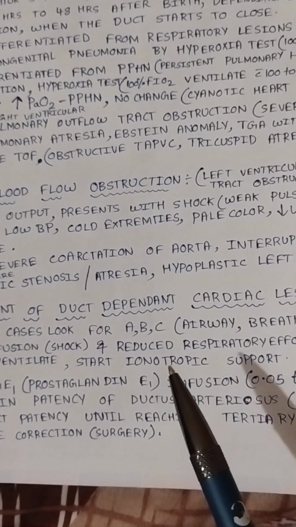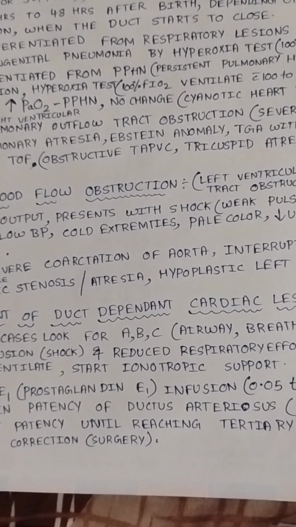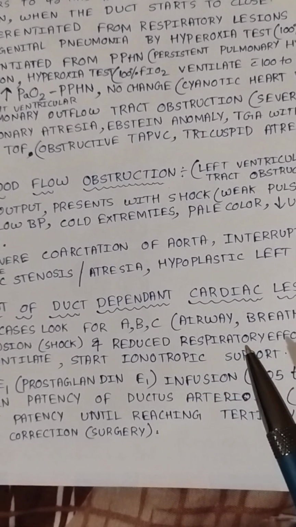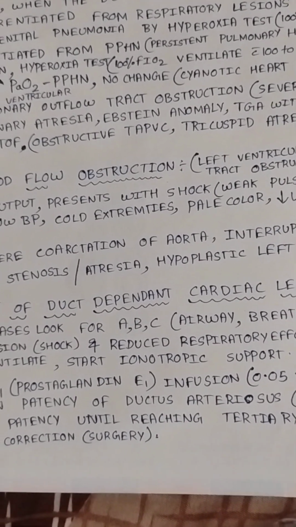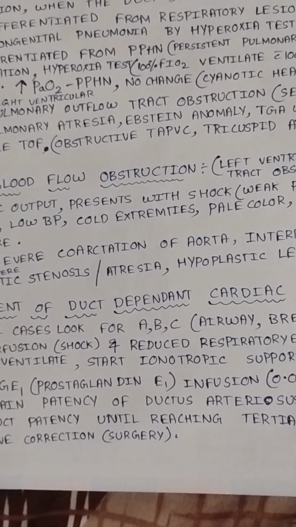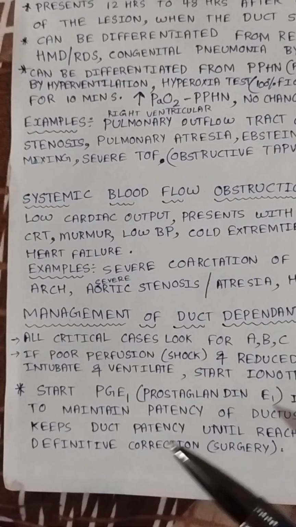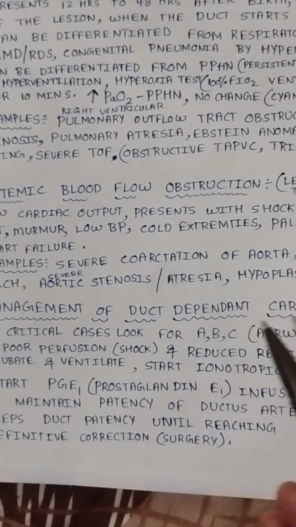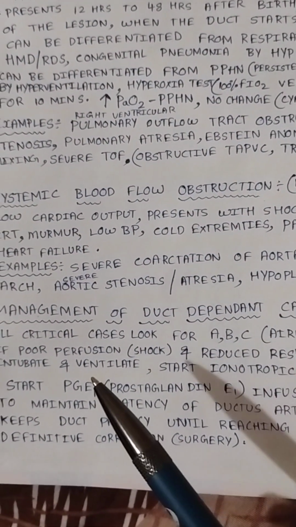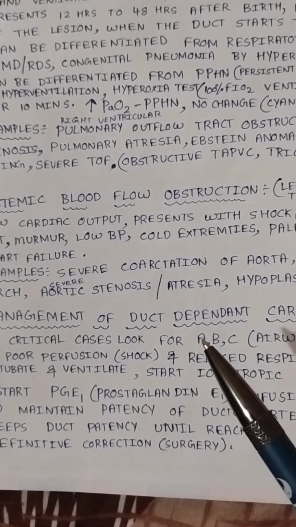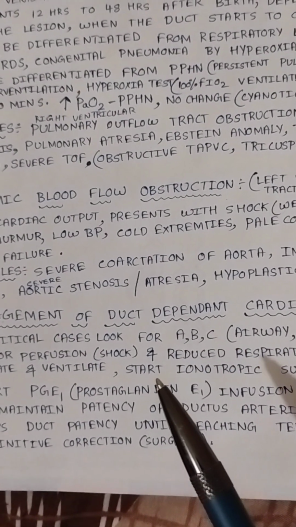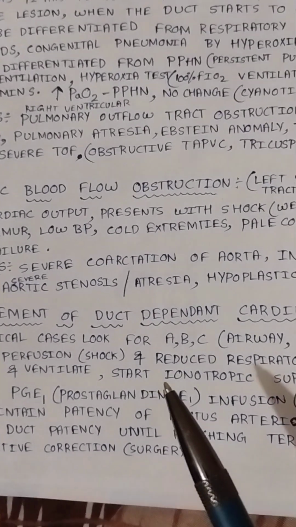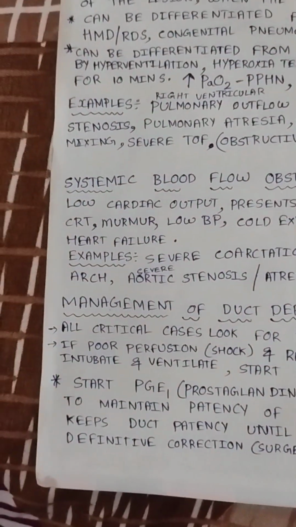For inotropes, you should not give more boluses, but start inotropic support, like dopamine, dobutamine. For cardiogenic shock, dobutamine is the first line drug. So always look for ABC. For airway, intubate and ventilate, and for breathing, ventilate. For circulation, a normal saline bolus, and also inotropic support.